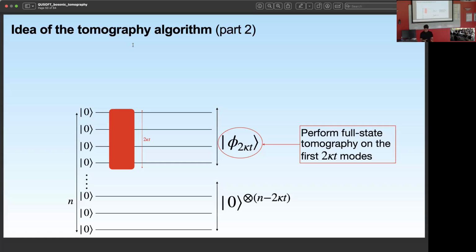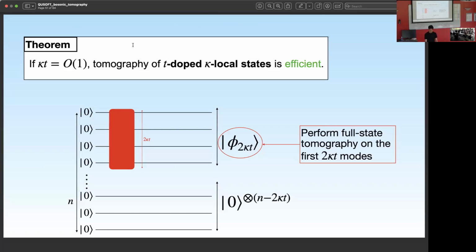In order to do the sample complexity analysis, there are some technicalities that I am omitting, like how the energy evolves here, because you have to propagate the energy in order to have guarantees on the full state tomography. You have to find an upper bound on the energy of the state. But I don't want to go into details. I just want to tell you that if KT is of order 1 and does not scale with n, then tomography of T-dot K-local states is efficient, meaning that we can go a bit beyond the set of Gaussian states and still have efficient tomography.